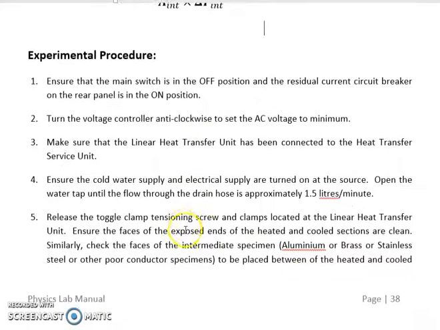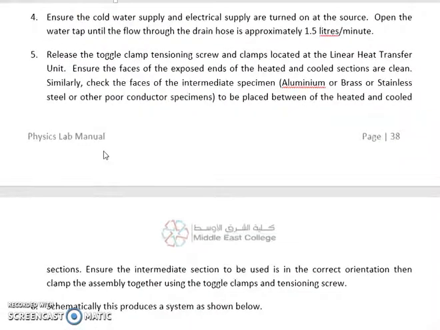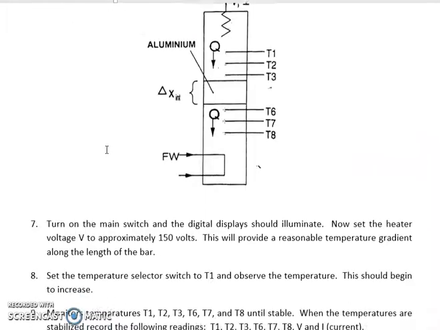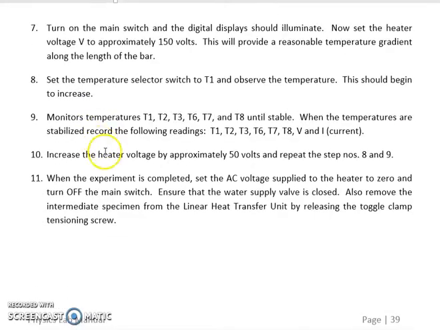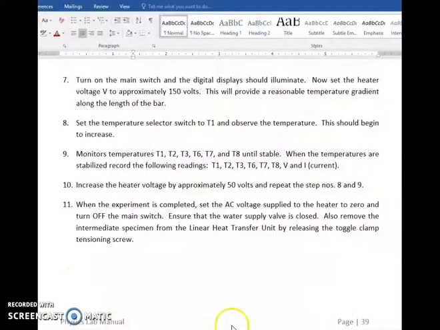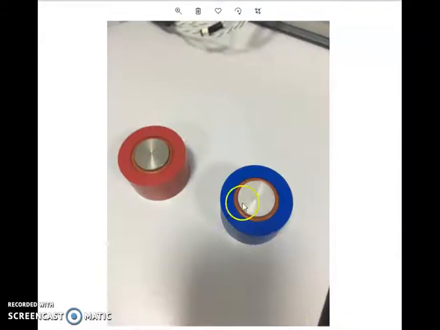The procedure has been written here step by step, in more detail. Let us discuss more in the class. As this is a video, I am trying to restrict myself to limited discussion. You can see here I have taken some images. We have two different types of samples here. One is aluminium, the blue one, and the red one is steel. In our lab we are going to conduct experiments for these two samples.